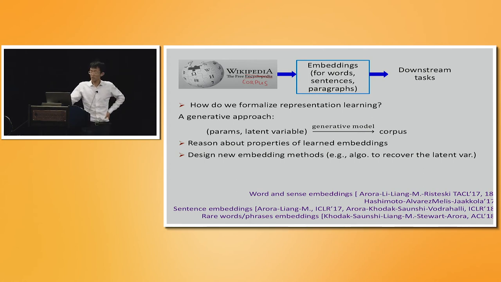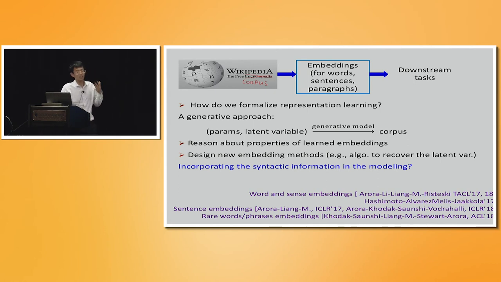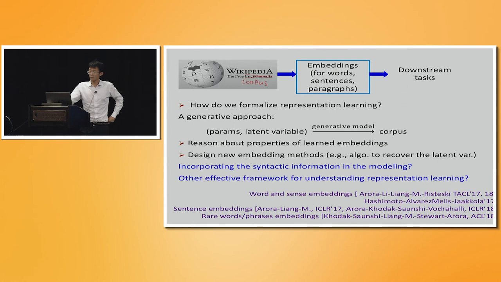I think the open question here is how do we incorporate syntactic information in the modeling? In all of these generative models, the models are very simplistic. It's simply a random walk in the semantic space, basically. And we don't use any syntactic information. That seems to be the bottleneck to having better embeddings. And are there any other effective frameworks for understanding representation learning? This is just one way to do it, using a generative model.